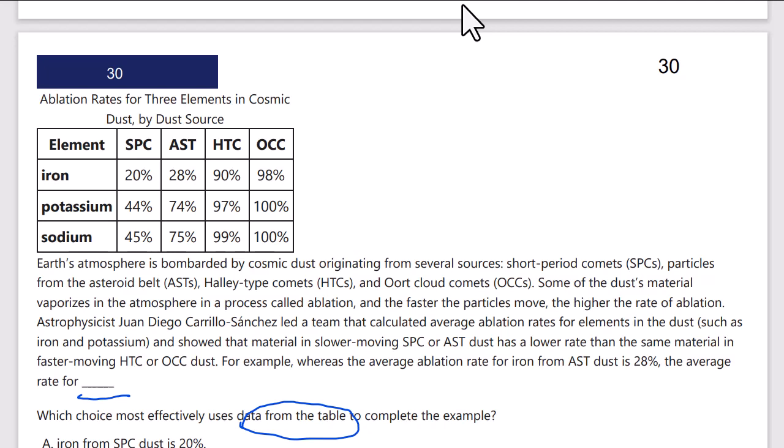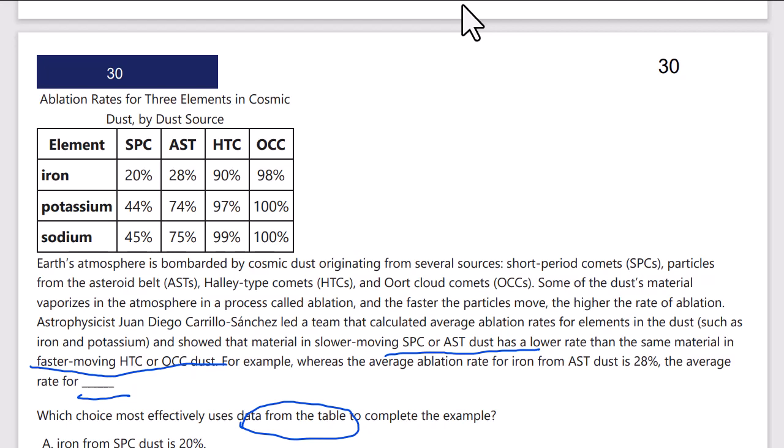Astrophysicist Sanchez led a team that calculated average ablation rates for elements in the dust, such as iron and potassium, and showed that material in slower moving dust has a lower rate than the same material in faster moving dust. So for the same material, slower has a slower ablation rate.